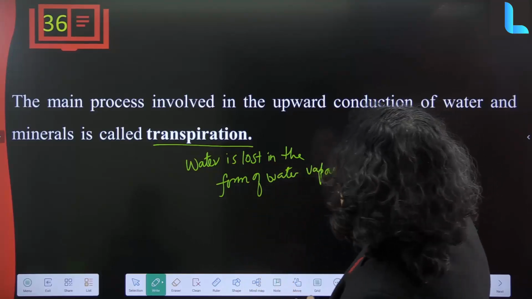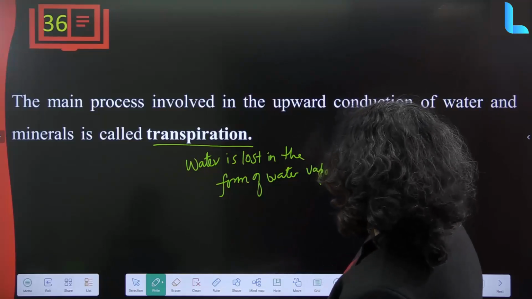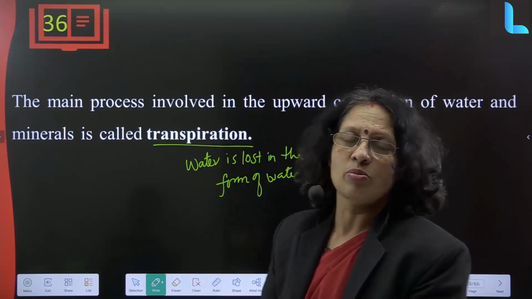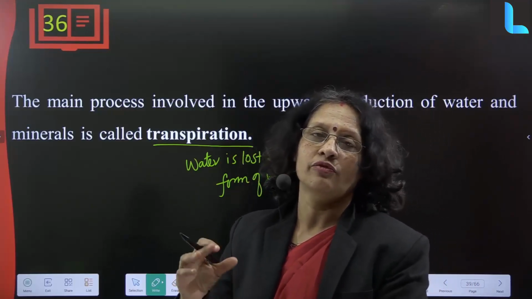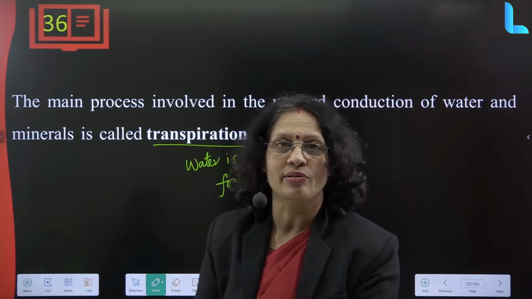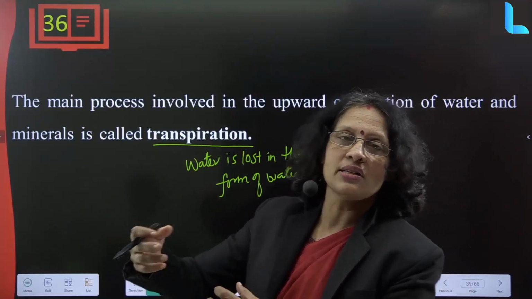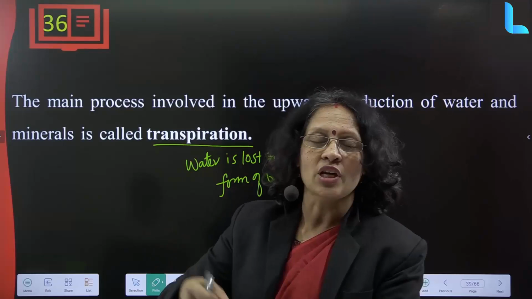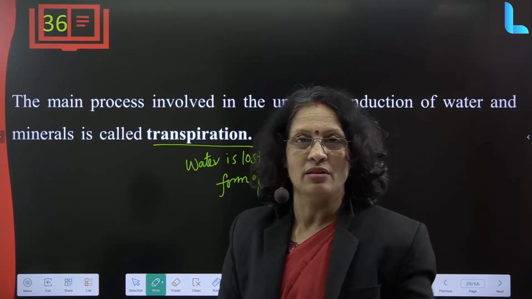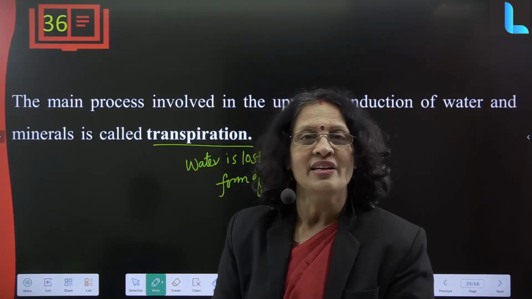Then the main process involved in upward conduction of water and minerals is called transpiration. So what is transpiration? Water is lost in the form of water vapor. Transpiration is a very important phenomenon which is responsible for the transport system in plants, because water is lost in the form of water vapor. When water is lost, what will happen? A suction pull will happen. Because of the pull, the xylem will take water and nutrients from the roots to the other parts of the plant.